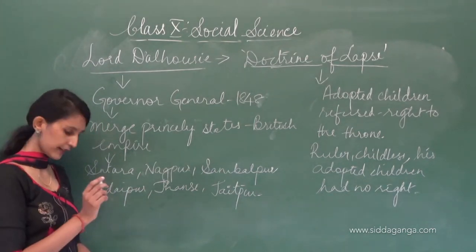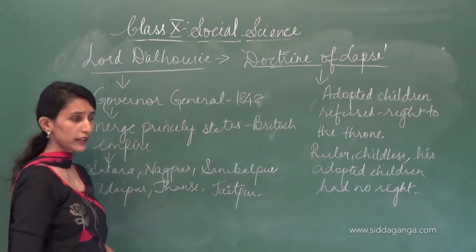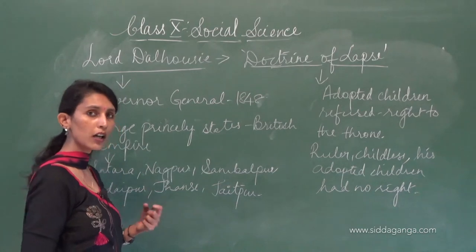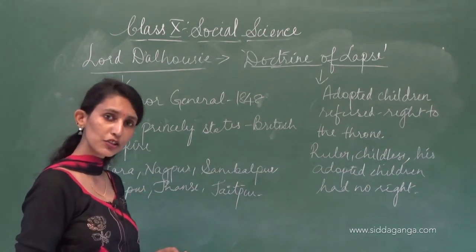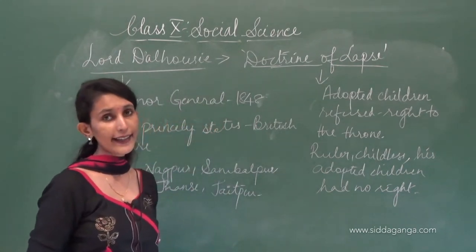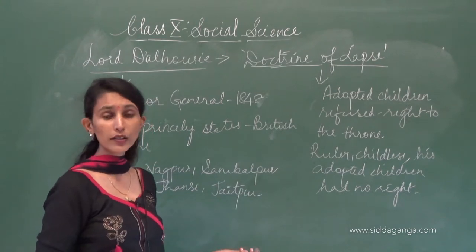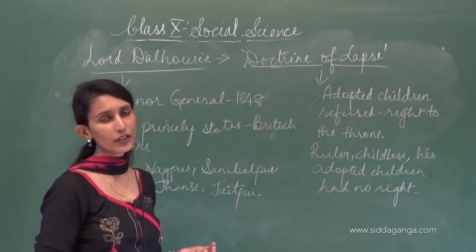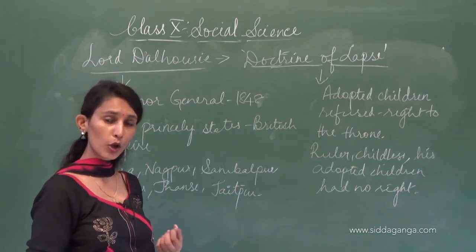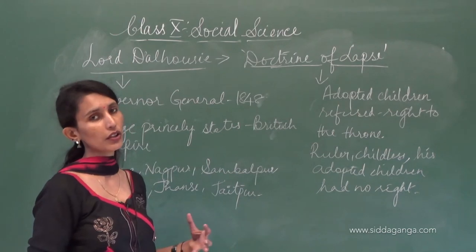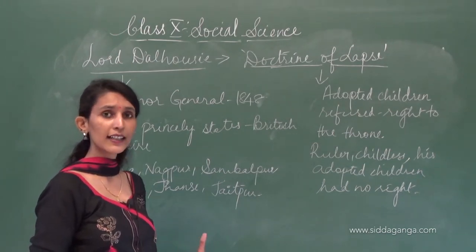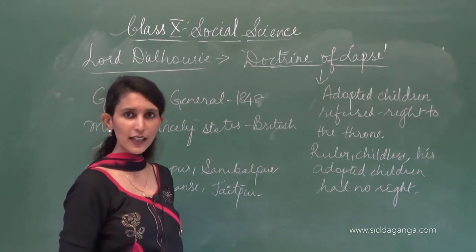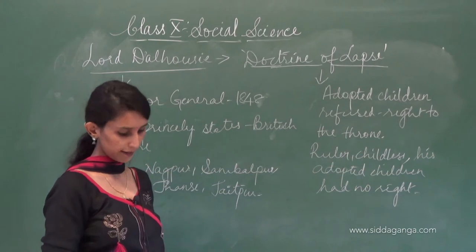Now, after he had implemented this policy, what happened? There were some common people in these states, isn't it? They were very sympathetic towards the king, they had caring feelings towards him, and they tried to oppose whatever Lord Dalhousie was doing. But the Britishers were already powerful by then, and these common people could not oppose them much, as they had already controlled lots of parts of India. That is why, when these common people tried to rebel against the English or the Company, they couldn't.